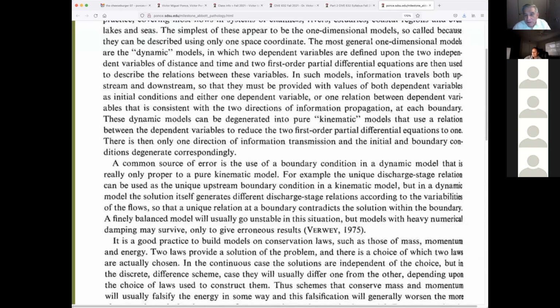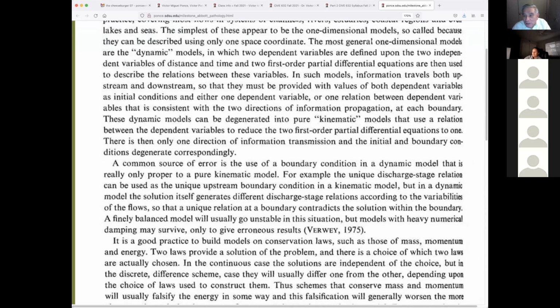These dynamic models can be degenerated. Look at the word he's using. I don't like that. I told you I wasn't going to like this. These dynamic models can degenerate. Degenerate is a bad word, right? I think I would have put it simplified in there, not degenerate.